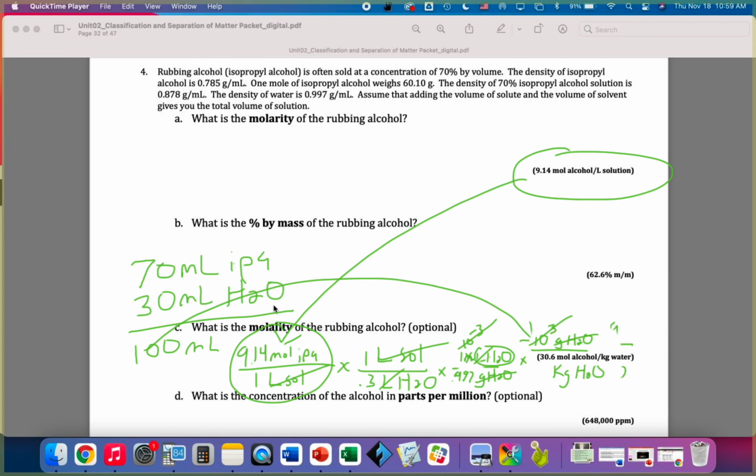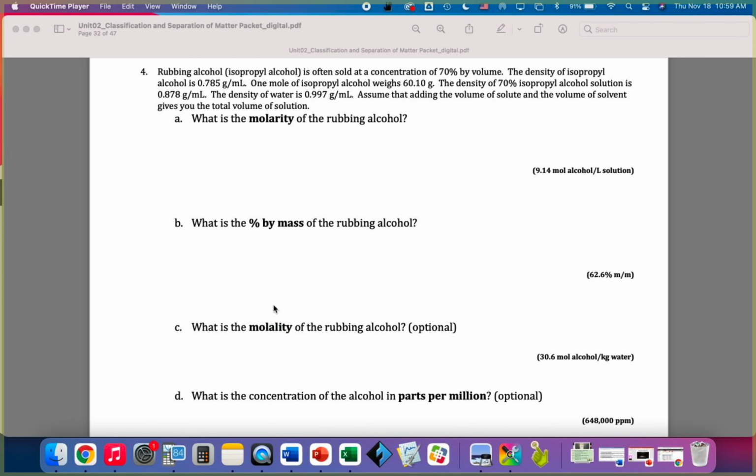So one way you could do that would be to start with, so parts per million would have parts divided by a million, 10 to the 6th parts. And as long as those parts are the same, you could have grams on top divided by grams on bottom. You could do milliliters on top, milliliters on the bottom.